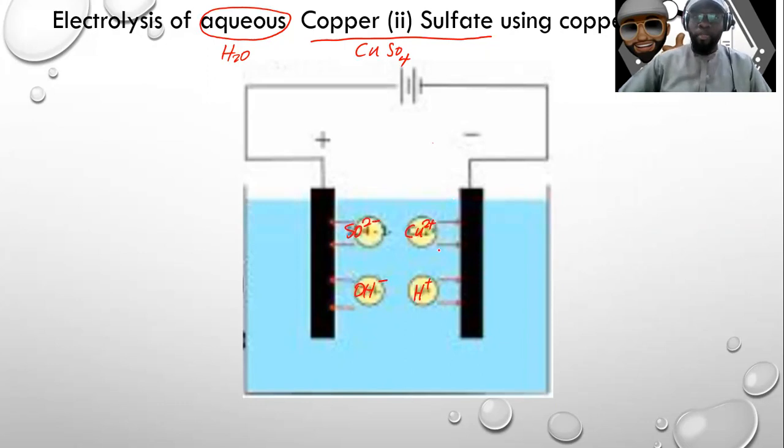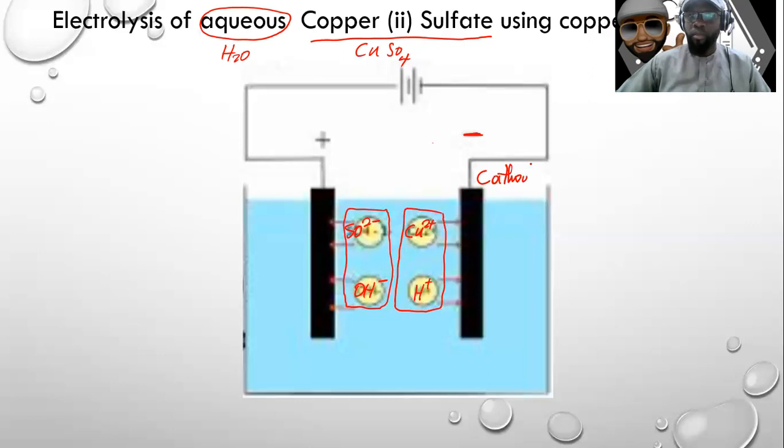So as you can see there, you've got two positively charged ions and two negatively charged ions. Now the positively charged ions are attracted to the negative electrode. That is this electrode there, and that electrode is called the cathode. So the positively charged ions are attracted to the cathode. The negatively charged ions, that is your sulfate ion and your hydroxide ion, are attracted to the anode, the positive electrode. The positive electrode is called your anode.